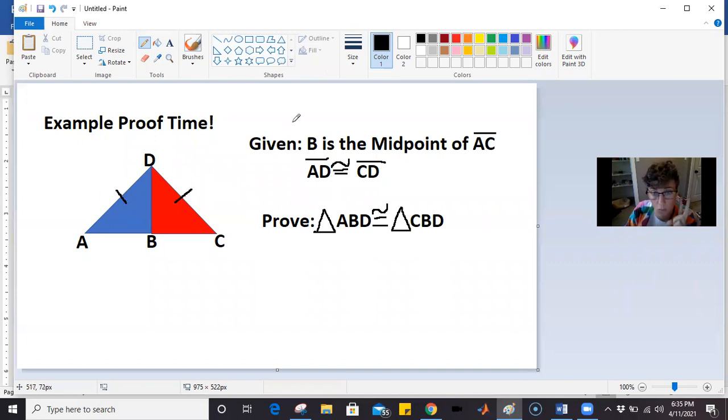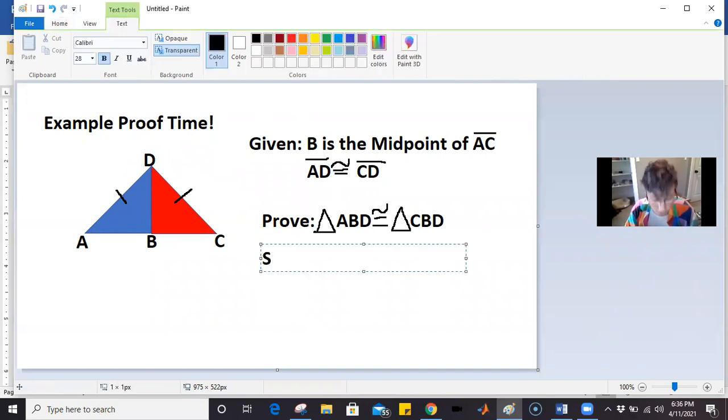All right, so we have 2 givens. One, that B is the midpoint of segment AC, and also that segment AD is congruent to segment CD. We're going to use this information to prove that triangle ABD is congruent to triangle CBD. In a, you guessed it, statements and reasons type fashion.